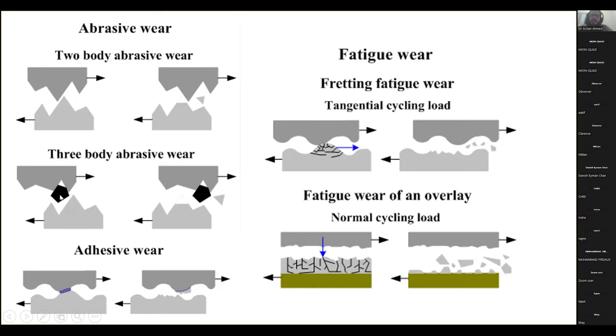You can see that this third body is going to create scratches on the surface, and this is something which is going to deteriorate your surface quickly. And then there is adhesive wear, and adhesive wear is something which is directly related to plastic deformation, and it is also related to the chemical interaction between the surfaces.